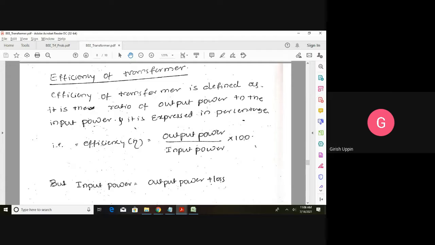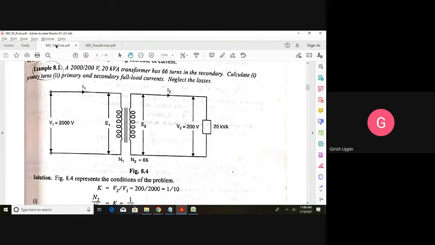Then we will see a condition where the efficiency of the transformer is maximum, and we are going to derive that condition where the efficiency of the transformer is high. First we will see some problems based on the transformer.